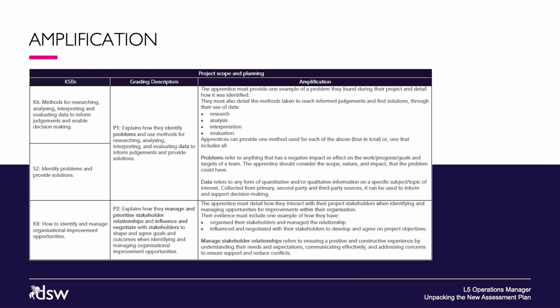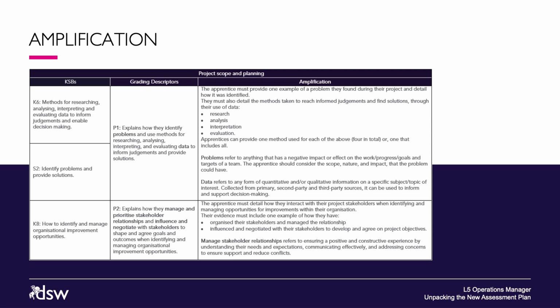So as you can see in this example, this is taken from the amplification for Operations Manager. At the top there is the KSB theme, or the theme KSB. In the first column, you have the knowledge, skills, and behaviours. You've then got the descriptor to which the apprentice will be assessed against, and then you have the amplification there.